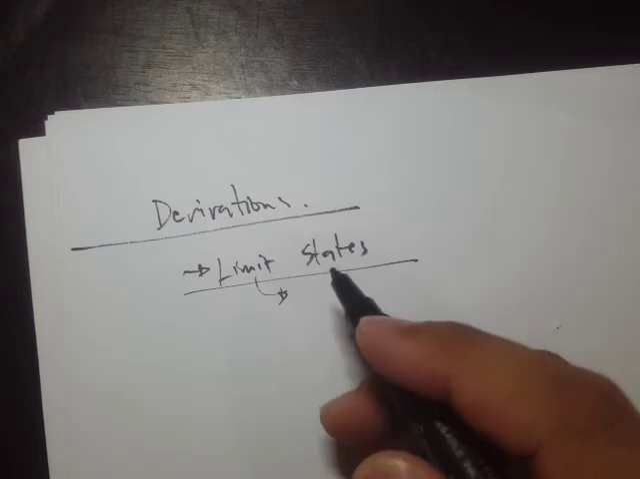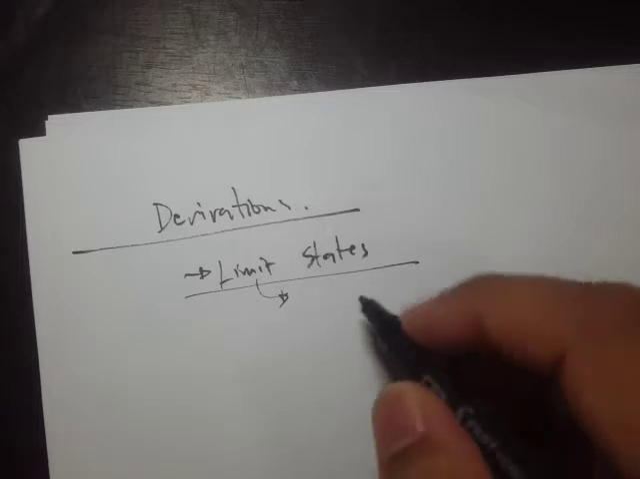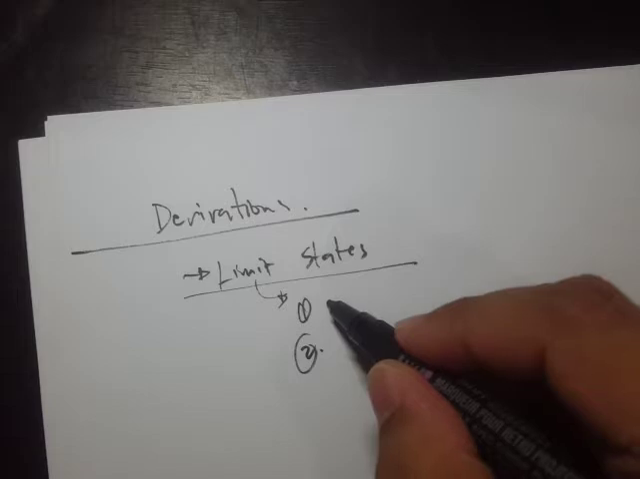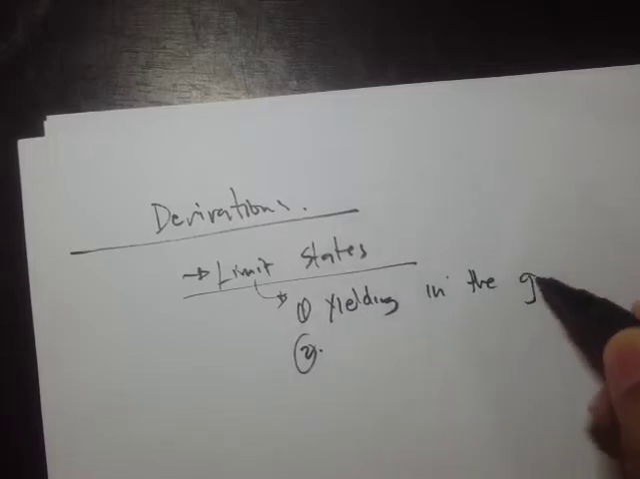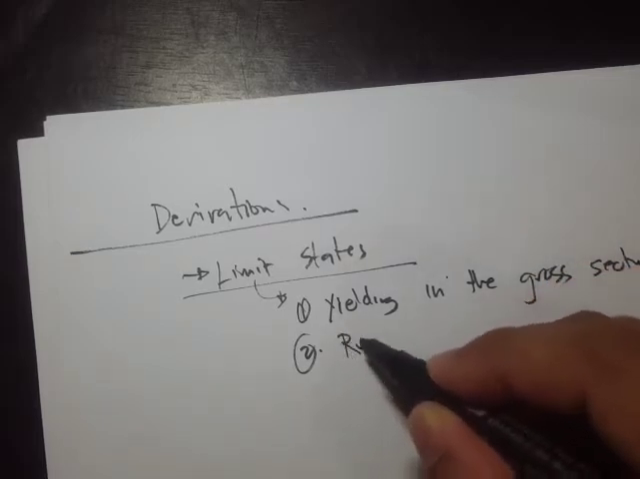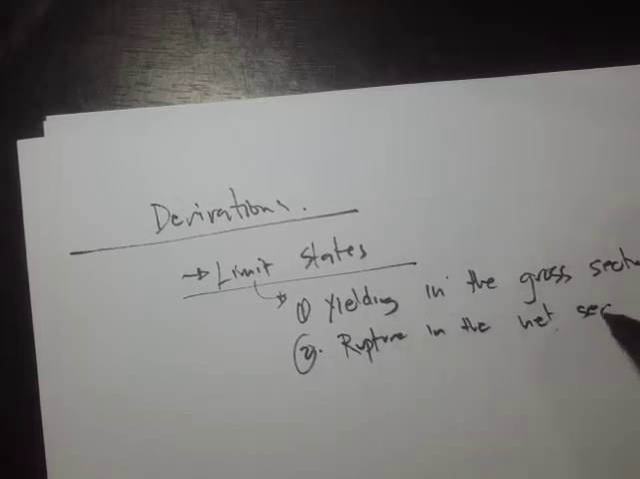They are the limiting points, or just limits relating to the failure of the member. For tension members, we have actually two limit states. We have yielding in the gross section, and we have rupture or fracture in the net section or net area.